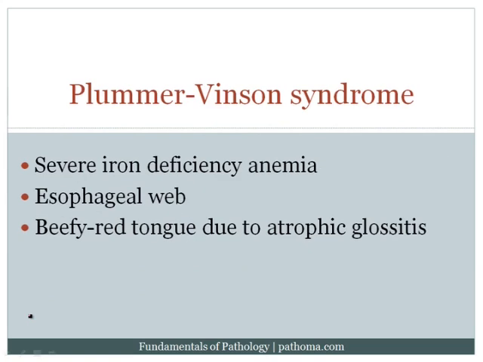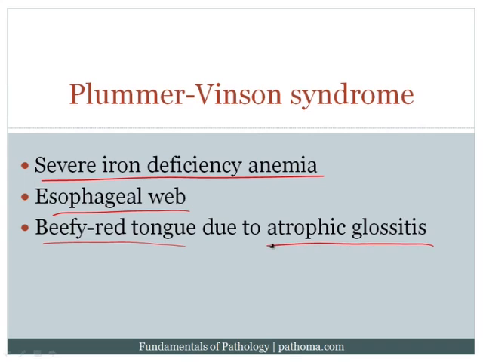The most important manifestation, at least for the purposes of board examinations, of an esophageal web is something called Plummer-Vinson syndrome. Recall from our discussions in red blood cell pathology, where we discussed this once before, that in Plummer-Vinson syndrome the patients have severe iron deficiency anemia, an esophageal web, and a beefy red tongue. Now that beefy red tongue is basically due to the fact that they get atrophy of the mucosa, so they get a little bit of atrophic glossitis, and the red color is actually because the blood vessels are exposed.